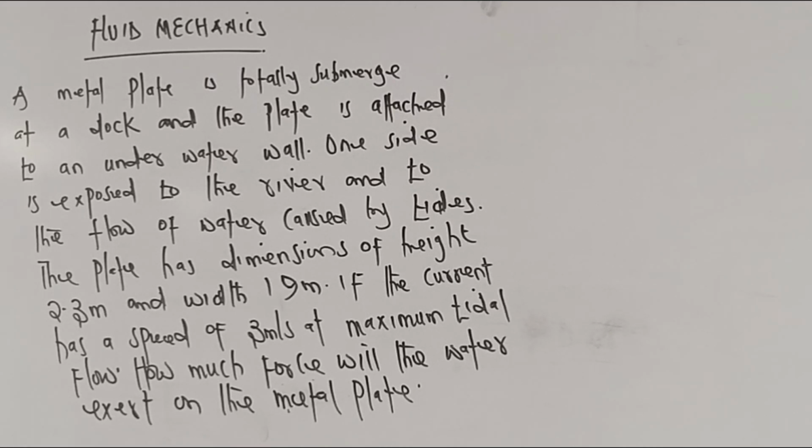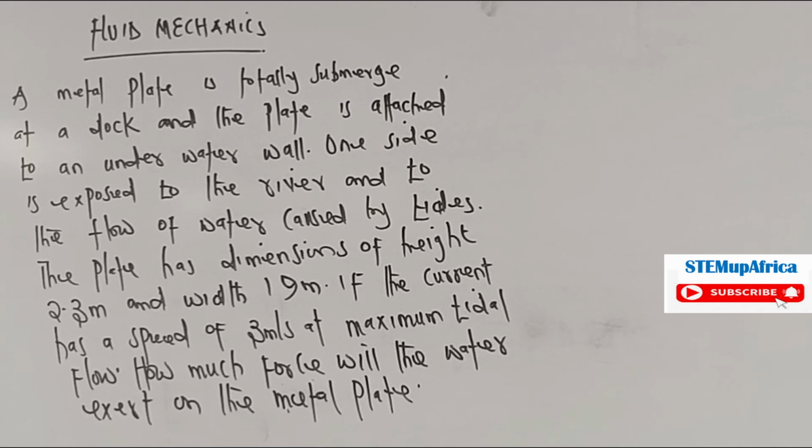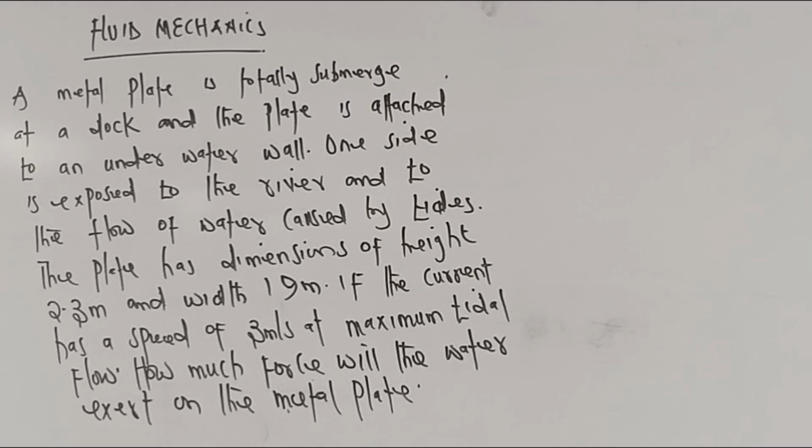Say a metal plate is totally submerged at a dock, and the plate is attached to an underwater wall. One side is exposed to the river and to the flow of water caused by tides. The plate has dimensions of height 2.3 meters and width 90 meters. If the current has a speed of 3 meters per second as maximum tidal flow, how much force will the water exert on the metal plate?